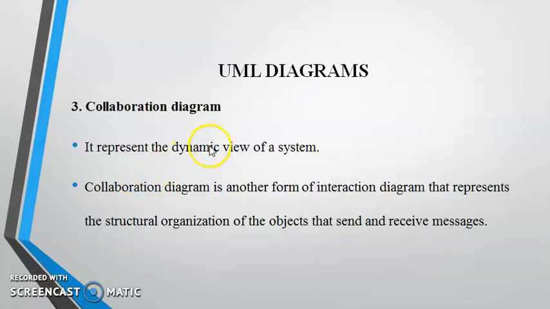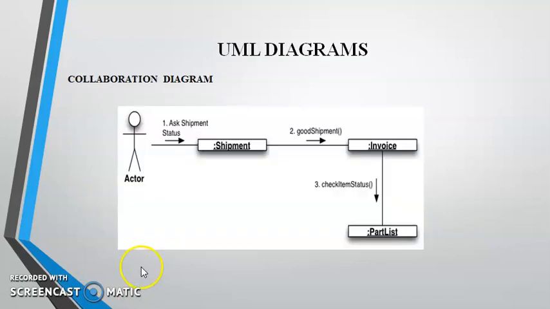Third diagram under behavioral is collaboration diagram. It also represents the dynamic view of a system. And this diagram is another form of interaction diagram. It represents the structural organization of the objects that send and receive messages. This is the collaboration diagram for the sequence diagram. Actually, sequence diagram takes more space. So, to avoid that, we are using the collaboration diagram.